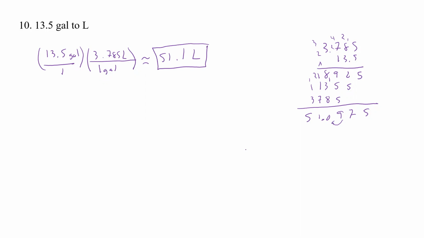Okay. All right. Now let's do one more here. Actually, we're going to do several more, but we'll do one more here next. All right, 56 miles per hour to kilometers per hour. So 56 miles per hour, and we need to get to kilometers per hour.